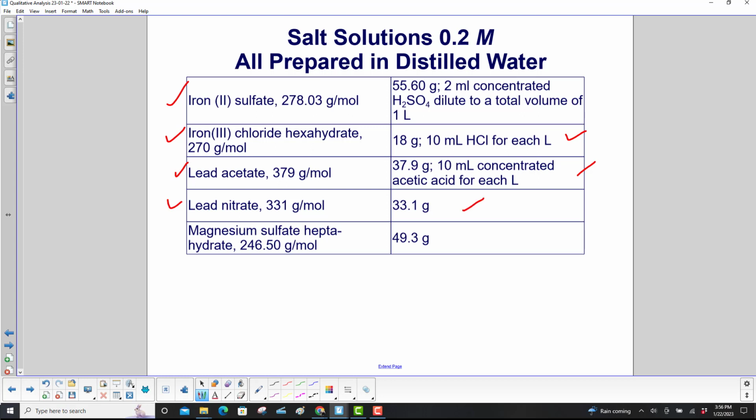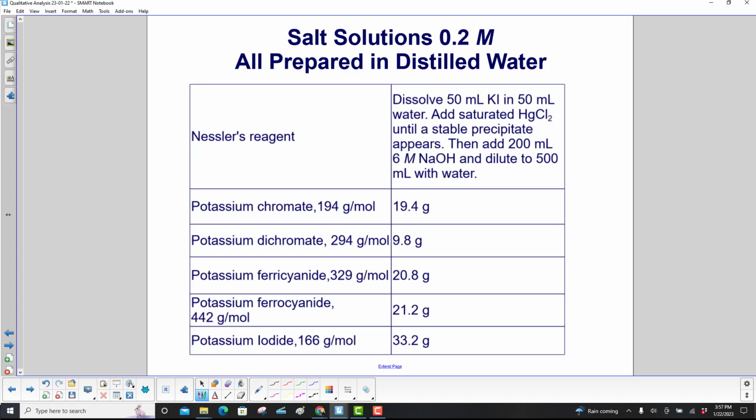And finally on this page, magnesium sulfate heptahydrate, 246.50 grams per mole, 49.3 grams. Some more salt solutions. Nessler's reagent. Dissolve 50 milliliters of potassium iodide in 50 milliliters of water. Add saturated mercury chloride until a stable precipitate appears. Then add 200 milliliters 6 molar sodium hydroxide and dilute to 500 milliliters with water.